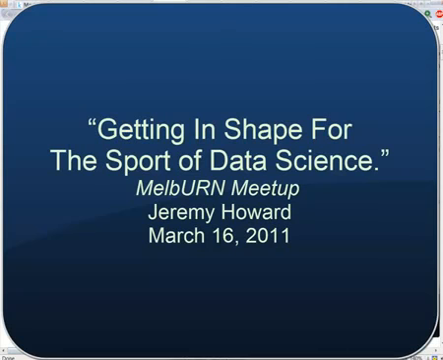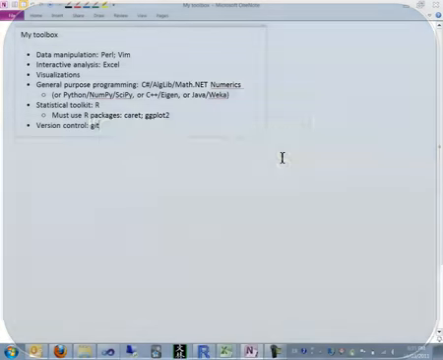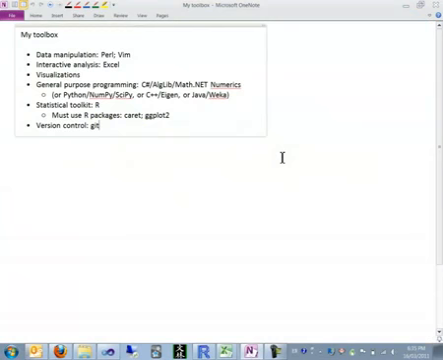Okay, so we're here at the Melbourne R meetup, and we are talking about some techniques that Jeremy Howard has used to do as well as he can in a variety of Kaggle competitions. And we're going to start by having a look at some of the tools that I've found useful in predictive modelling in general and in Kaggle competitions in particular.